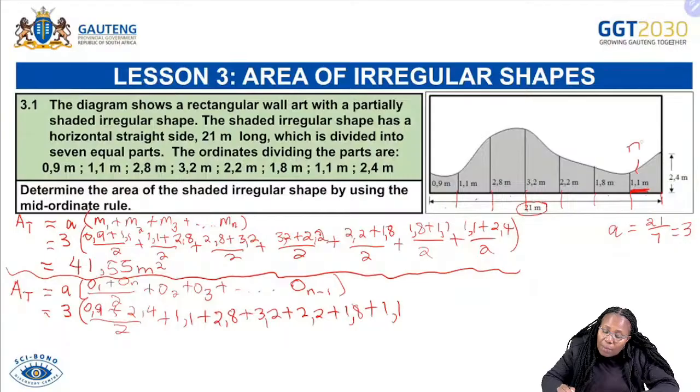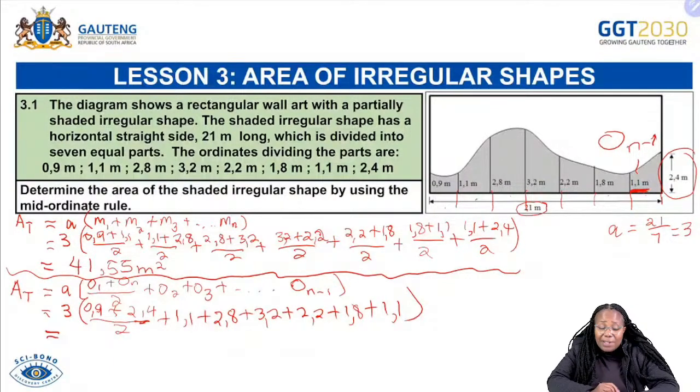This is your n minus 1. Ordinate n minus 1 is this one. You can't take that one because you have already added from the first one there. Then you type everything into your calculator, grade 12. It gives you 41,55 square meters as the previous one.